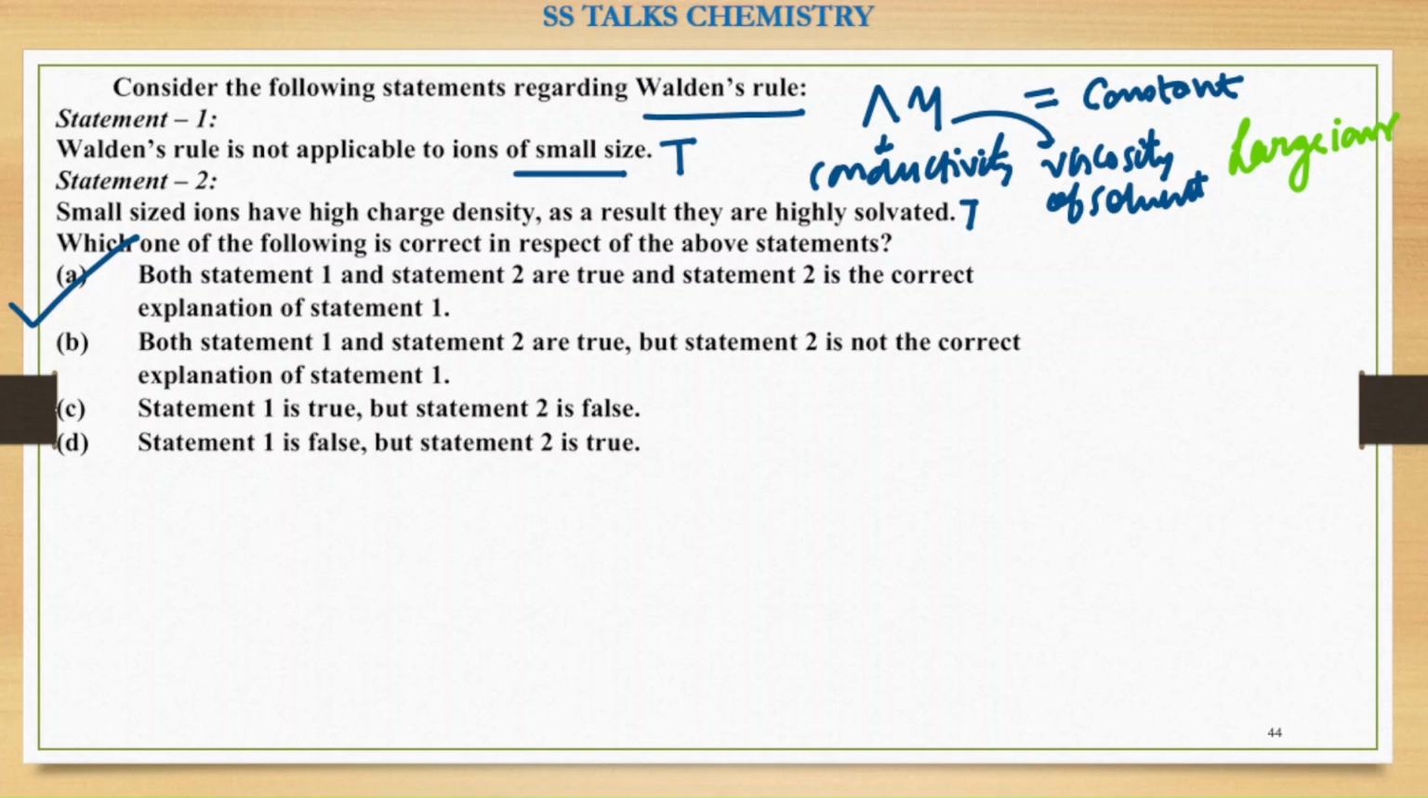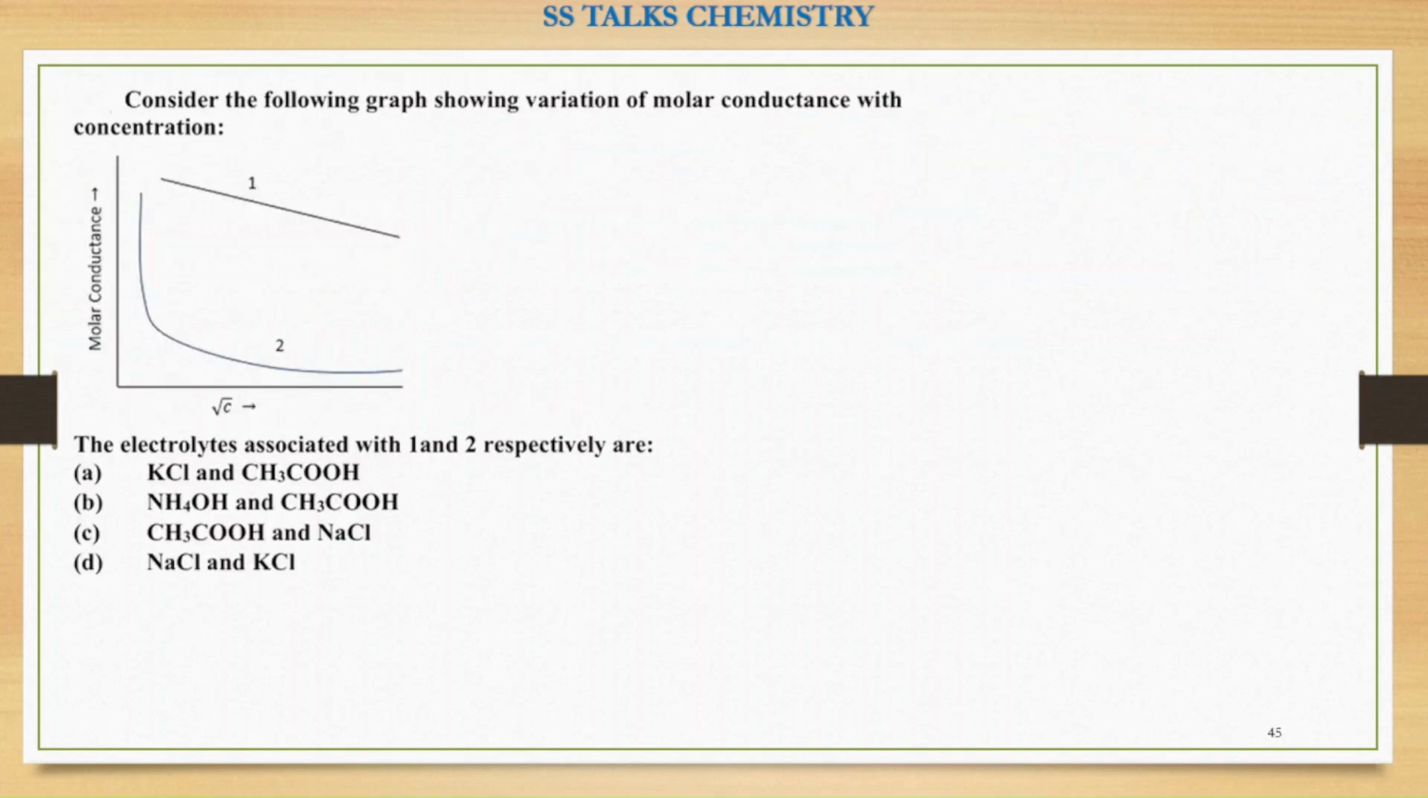Okay, moving on to the next one. In this question you have the following graphs showing the variation of molar conductance with the square root of concentration. For 1 and 2 we have to predict the electrolytes showing these plots. In the first plot, we can extrapolate the curve to get the molar conductance at infinite dilution, and this is possible only for strong electrolytes.